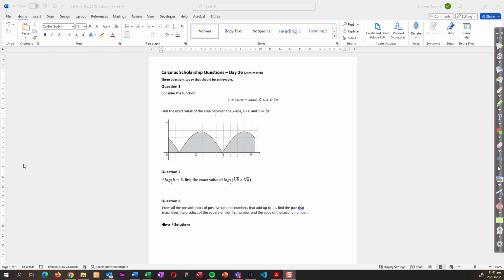Right, so guys, in the third question, you're given a written statement. It says, from all possible pairs of positive rational numbers. Now remember, a rational number is something that can be written as a fraction. So essentially, we're looking for two positive numbers that add up to 11. Find the pair that maximizes the product of the square of the first number and the cube of the second.